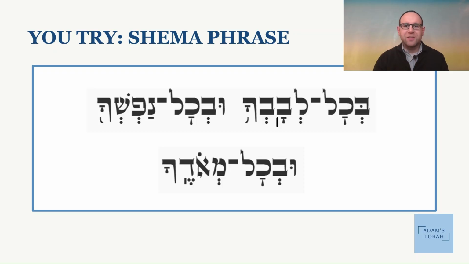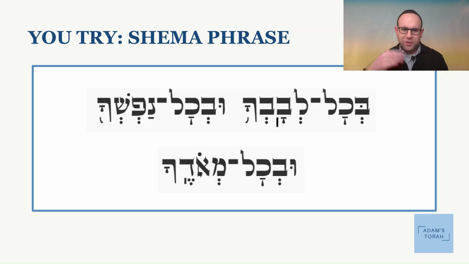The answer is because of rule number 10. The Vav HaChibbur at the beginning of the word makes that Sheva under the second letter a Sheva Nach. Why is it so confusing? Because someone will read the first phrase and say bechol levavecha, and then they'll simply parallel that and say ubechol nafshecha. But that's incorrect. Because of this rule, it is uvchol, uv Sheva Nach, chol, nafshecha.